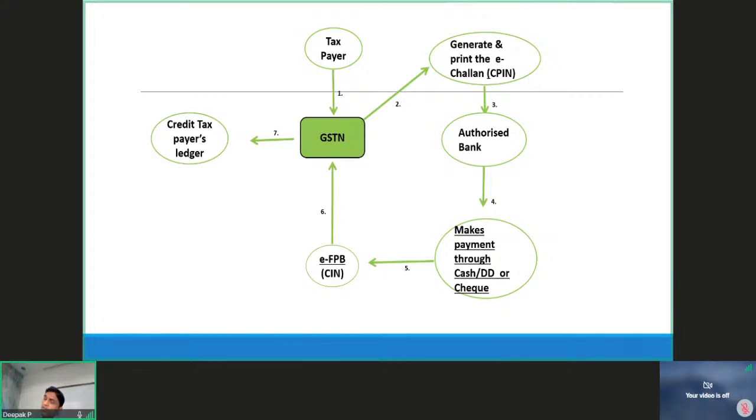But your details will be yours. Your GSTN details will be yours. The bank from which it gets debited will be somebody else's. So that is permitted. That is permitted.